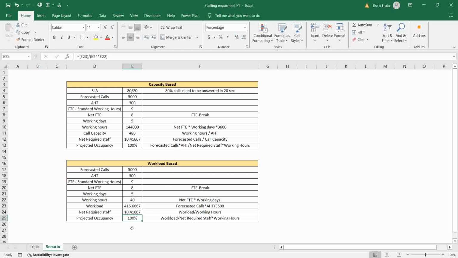But to achieve our SLA, this SLA 80/20, it's not possible with 100% occupancy, because our service time is 20 seconds and our AHT is 300 seconds. That means AHT is more than our service time. And it's not possible that all the calls can be completed in 20 seconds. So that means we are not able to achieve our SLA in a given threshold time.